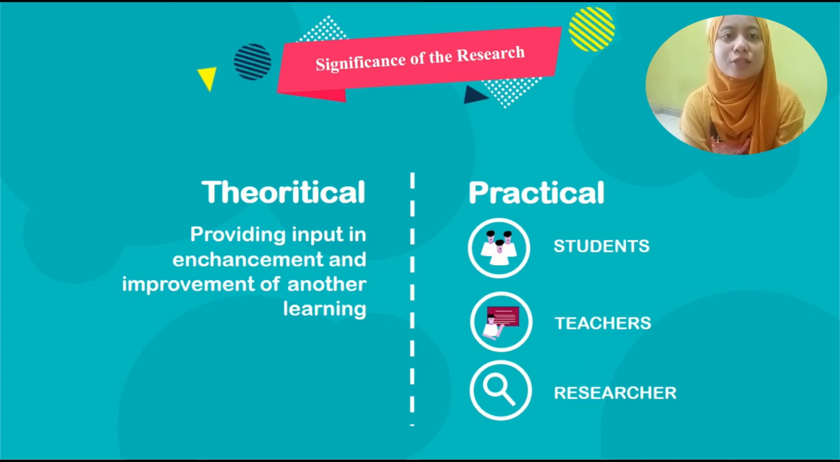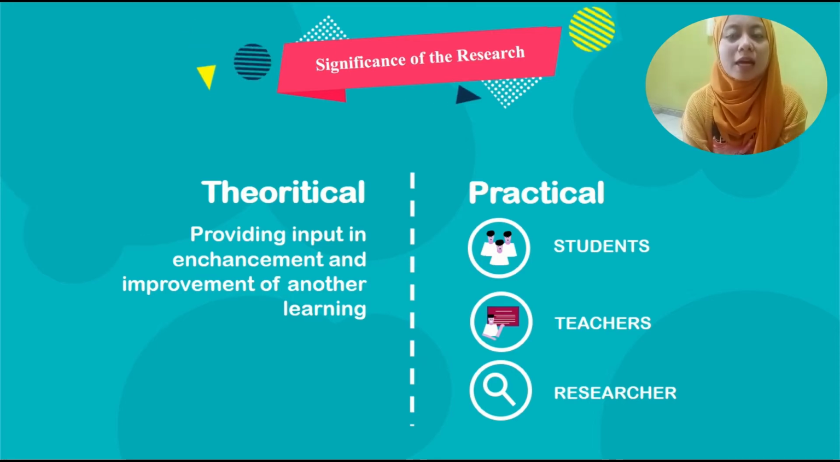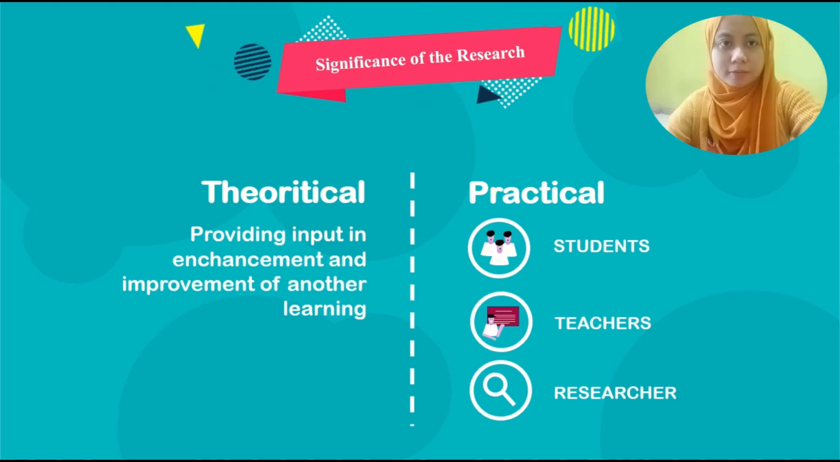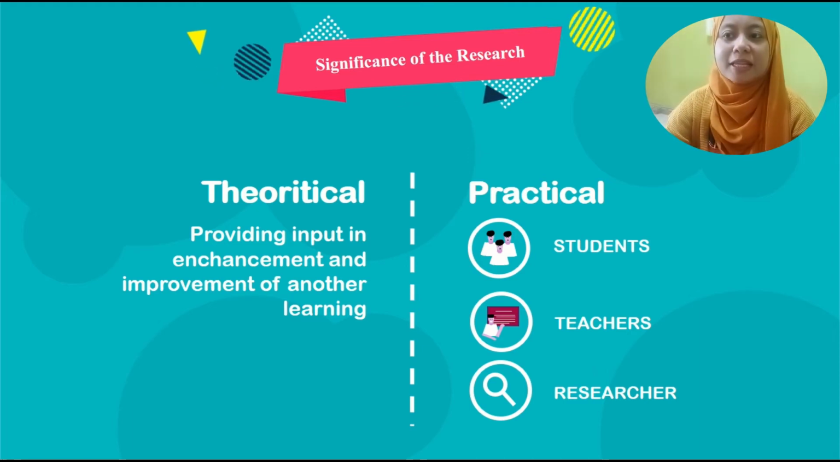Let's discuss the significance of the research. This research has 2 kinds of significance. There are theoretical and also practical. Theoretically, this research provides input in the enhancement and improvement of other learning. Practically, this research is expected to be very useful for students, teachers, and also researchers. For the students, this research is expected to give them stimulation and more knowledge and motivate them to learn English.